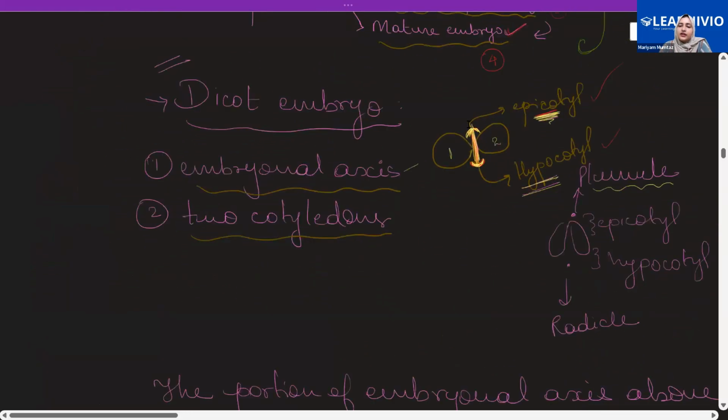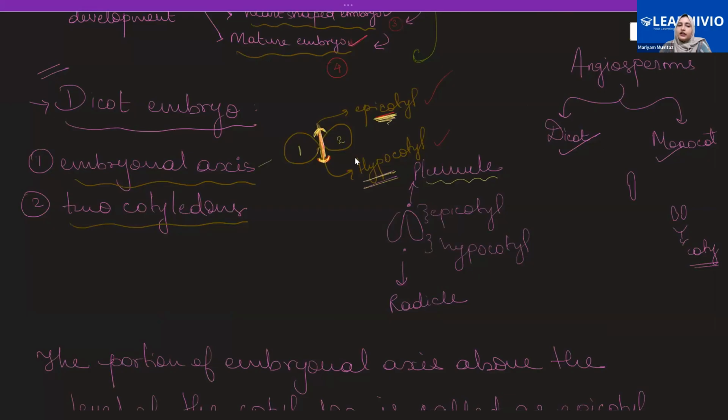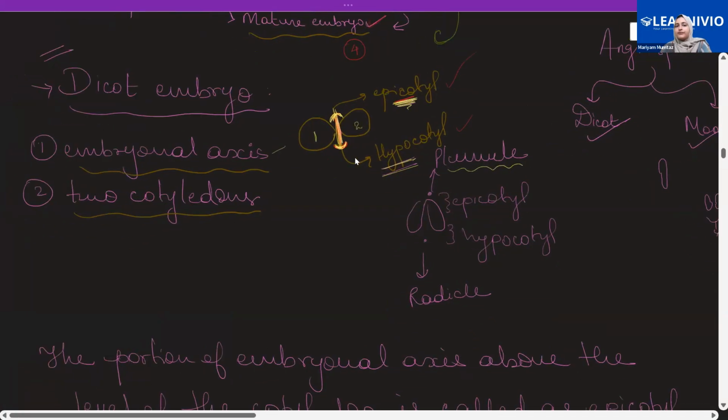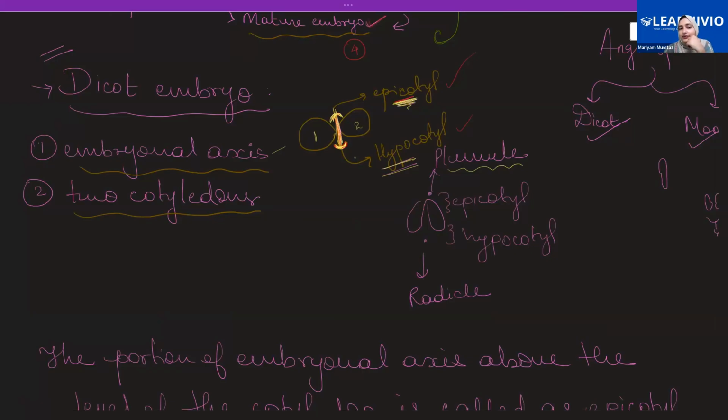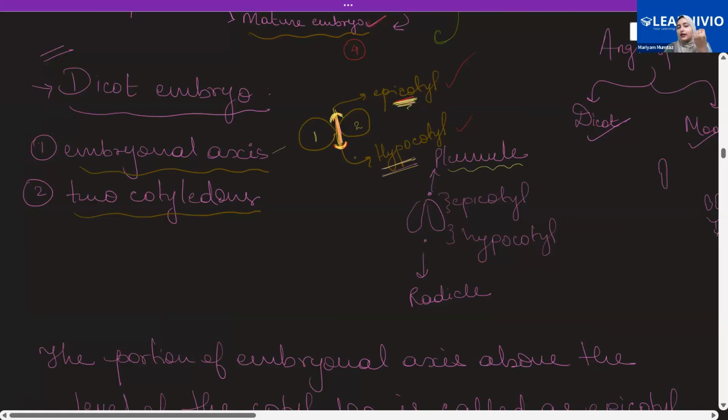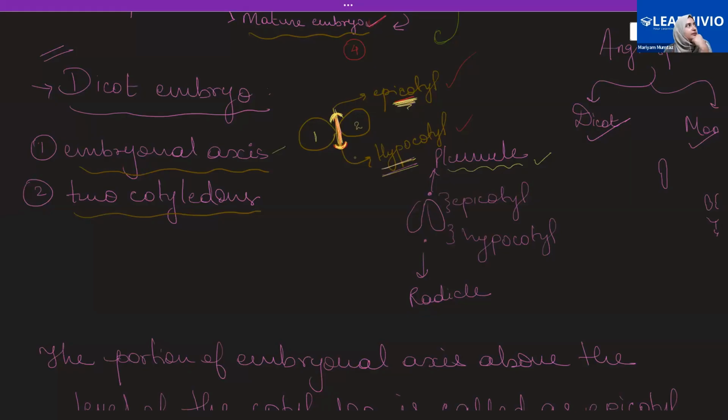When we talk about the dicot embryo, first of all, it has the embryonal axis, on which the cotyledons will be present. The region above the embryonal axis we call the epicotyl, and the region below, we call the hypocotyl. In the epicotyl region, there is the plumule, and in the hypocotyl region, there is the radicle. The plumule gives rise to the stem of the plant, whereas the radicle gives rise to the root of the plant. Okay? Since we are talking about dicots, they would have two cotyledons.